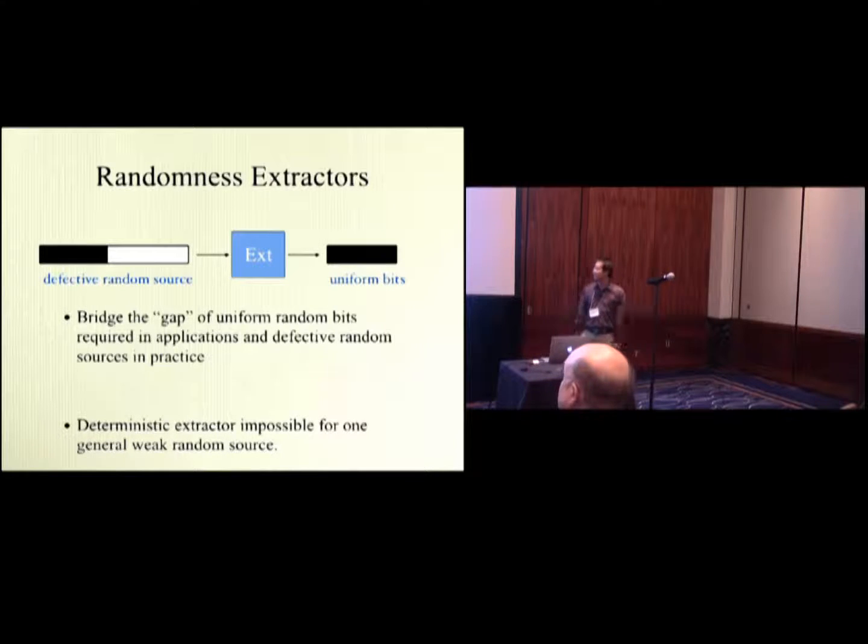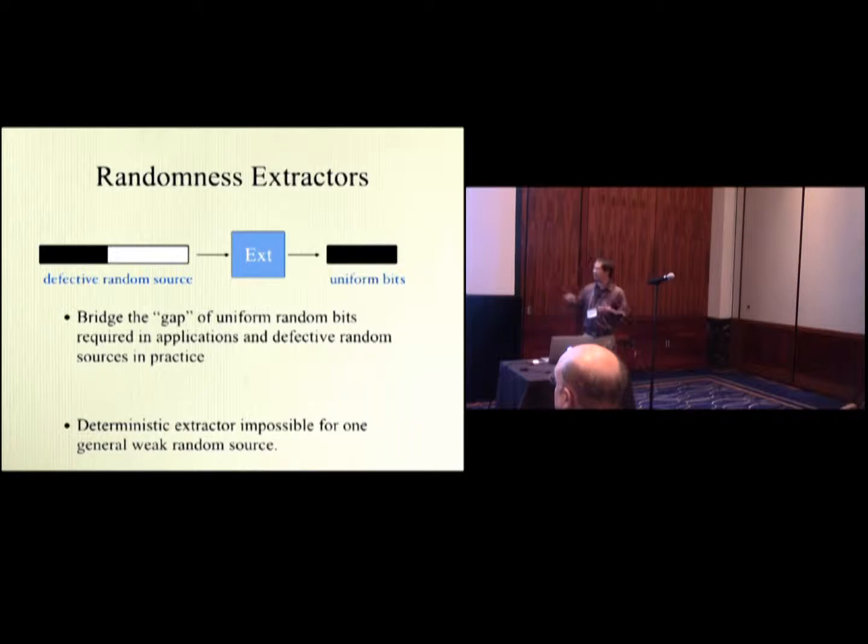Randomness extractor, although I guess you have already seen this in previous talks. So again, it's a function that takes as input some defective random source and then outputs a distribution that is almost uniform. And this standard tool is used to bridge the gap between uniform random bits required by standard applications and defective random bits in practice.